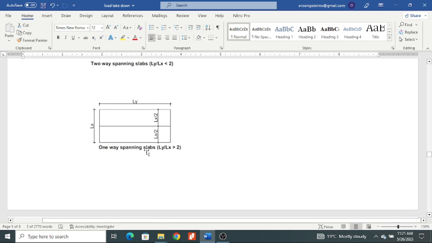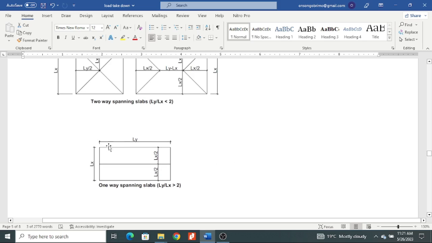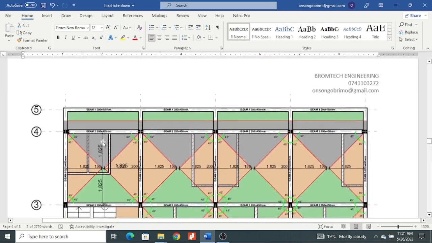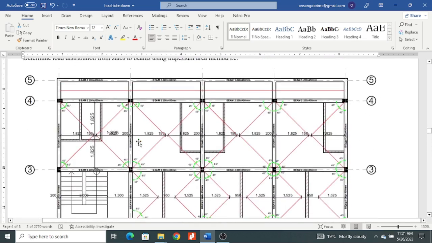And for one-way spanning, one of the dimensions, which is Ly, is longer than the shorter dimension, and once you do the ratio, Ly over Lx or Lx over Ly, and the ratio is more than 2, therefore that is designed as a one-way spanning slab. So hope you have understood that. And I was explaining this.